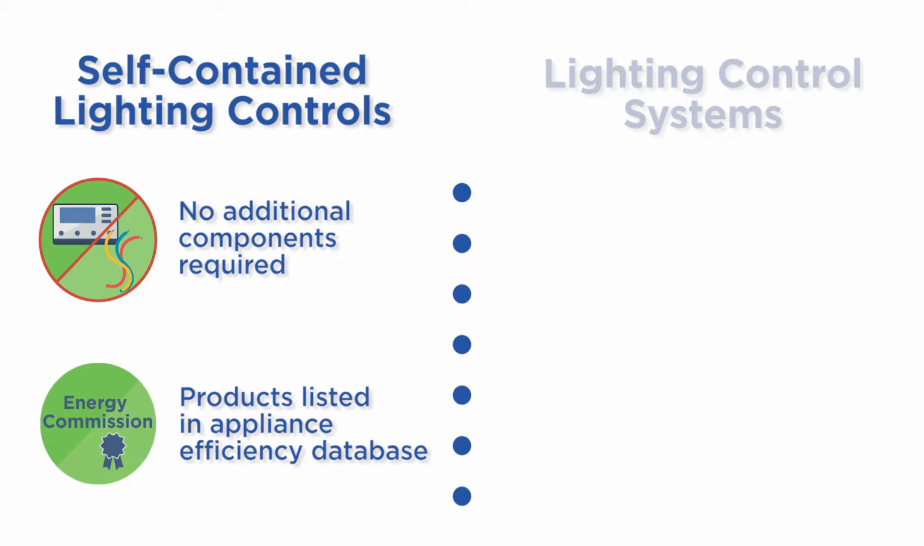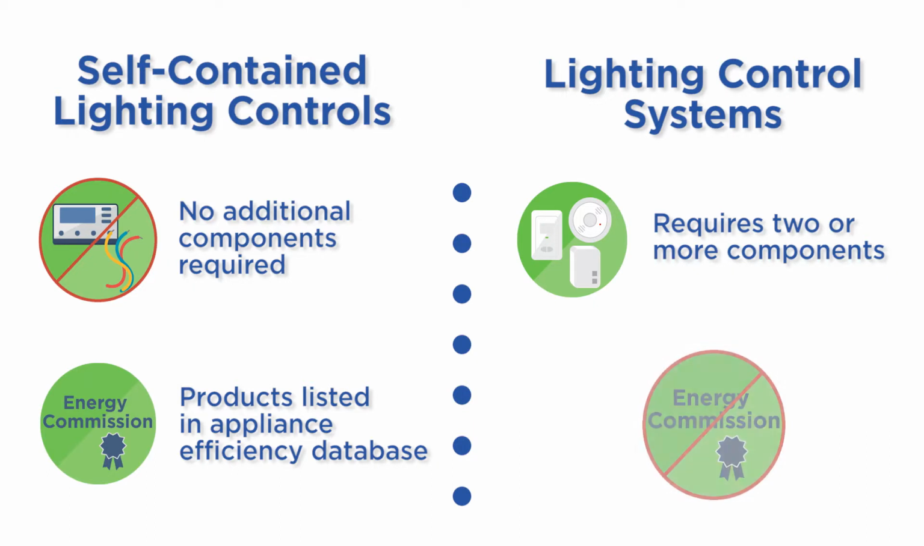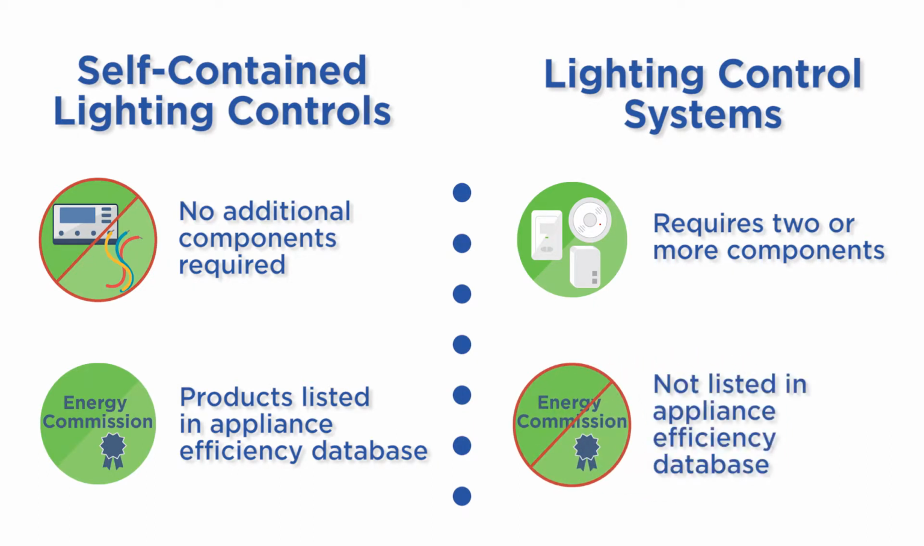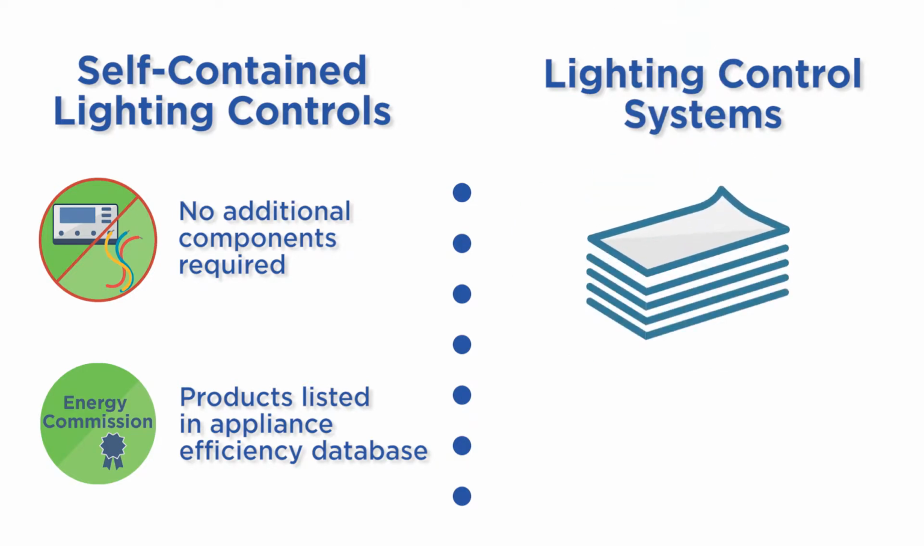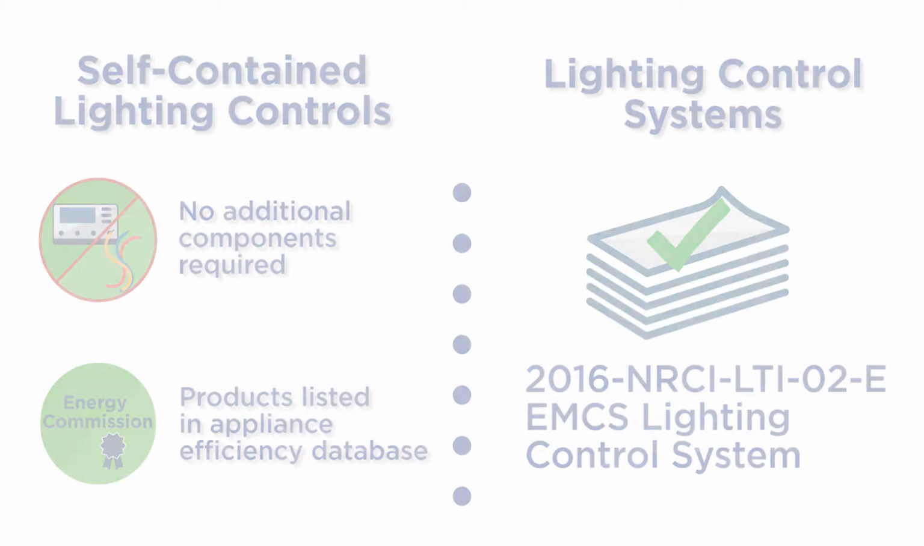If a self-contained lighting control is not certified to the Energy Commission, it cannot be used to comply with the energy standards. On the other hand, lighting control systems require two or more components to provide all of the functionality required to make up a fully functional and compliant lighting control. Lighting control systems do not need to be listed in the Appliance Efficiency Database. However, a Certificate of Installation NRCI-LTI-02-E must be submitted for an installed lighting control system or energy management control system to certify that it is in compliance with the energy standards.